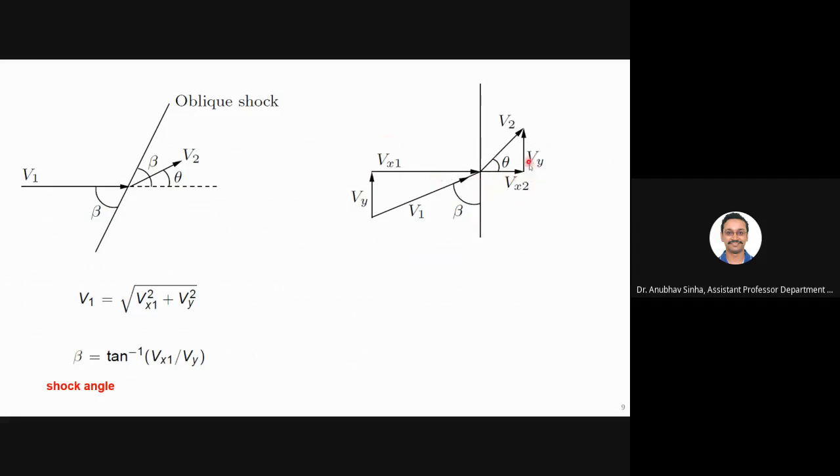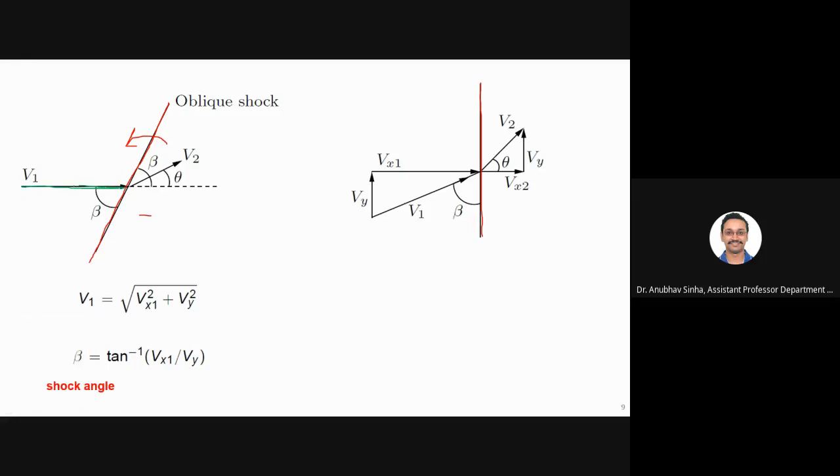Now what about Vy? Will Vy change or will it be the same? What I have done here is I have just taken this picture and rotated it a little bit. Because of that rotation, what you see inclined has become like this. This is the same shock which you see in this picture. Once you rotate, this is now horizontal, and this is that V1. Let me give some color to it.